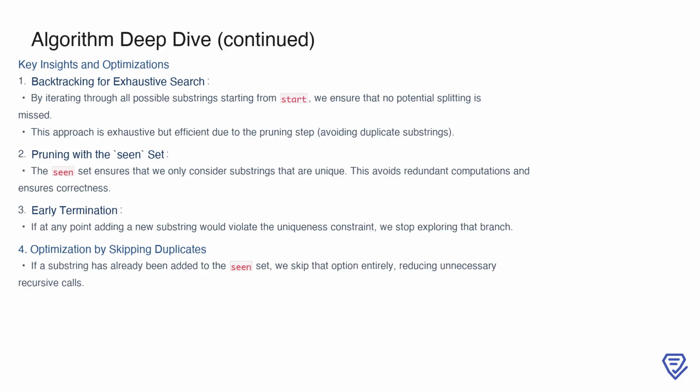Additionally, the algorithm includes an early termination mechanism. If adding a new substring would violate the uniqueness constraint, we immediately stop exploring that branch, saving computational resources. Another optimization is skipping duplicates. If a candidate substring has already been added to the seen set, we bypass it entirely, reducing unnecessary recursive calls. Together, these insights make the algorithm both effective and efficient.